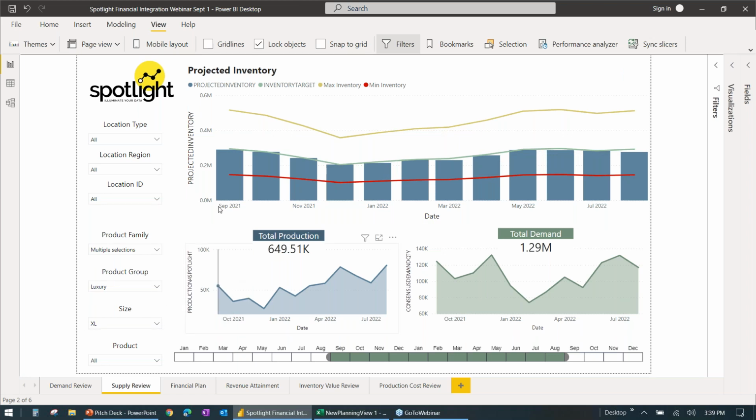The key here, though, is now you're getting a one-stop shop for all the information relative to a product family, a product group, a size, and then going all the way down to the actual specific product.